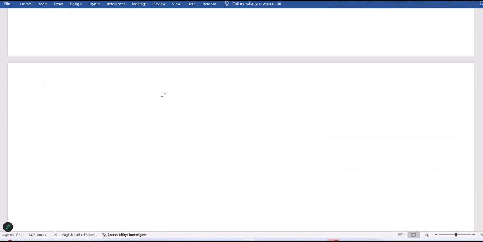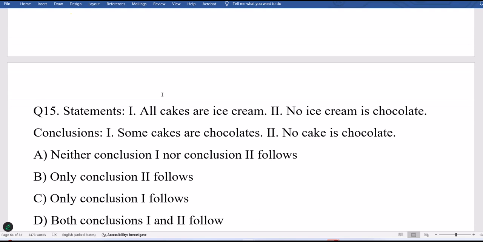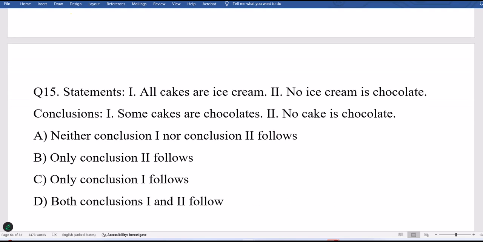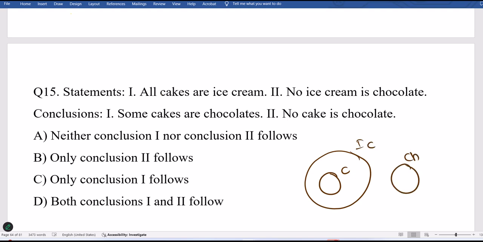Yeah, this ice cream related. This one also we will give one simple shortcut. See, fine. Or we can go for the diagrams better. Okay, all cakes are ice cream. No ice cream is a chocolate. So obviously, no cake is a chocolate will come true. First one will fail. Its answer only two follows.